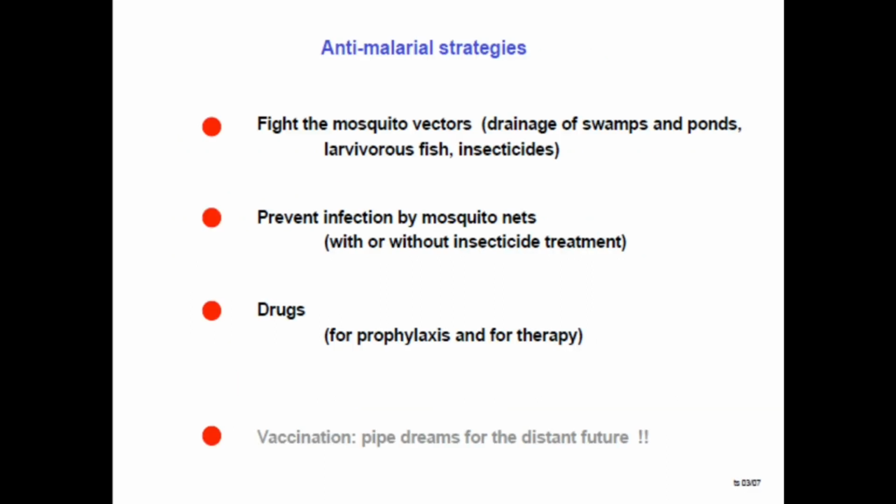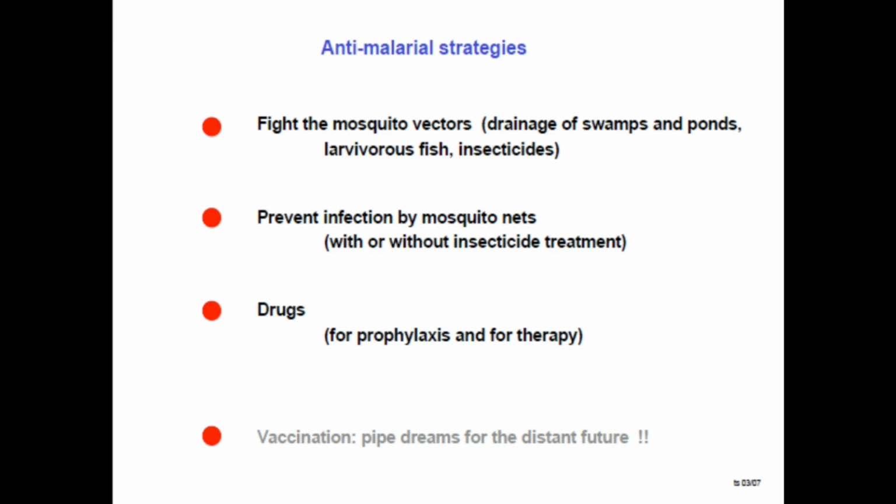So what are the anti-malarial strategies? What the anti means is, how do we prevent this malaria infection? First, because malaria is caused by vectors, we have to fight the mosquito vectors by drainage of any swamps and ponds which are not necessary, which are harboring the vectors that cause malaria. And by the action of larvivorous fish, there are certain fish which actually eat the larvae of the mosquitoes, so this will help as an anti-malarial strategy.